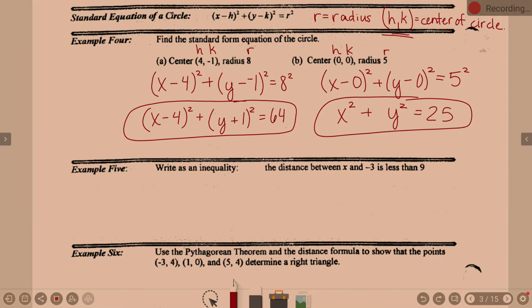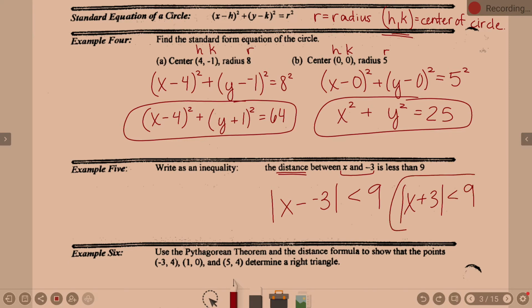Example 5. I know, the bell's getting ready to ring on me. What did we talk about that involves distance today? Absolute value. So the distance between x and -3: in order to do that, you subtract them, kind of like the distance formula, is less than 9. We can talk a little bit more about that tomorrow. I would write that as |x + 3| < 9.